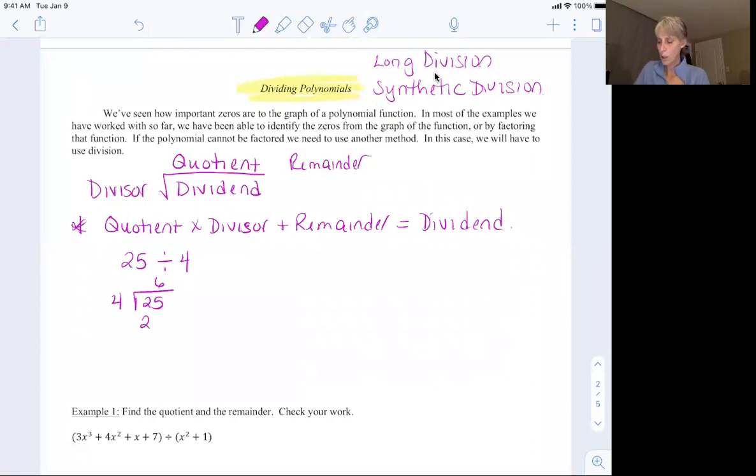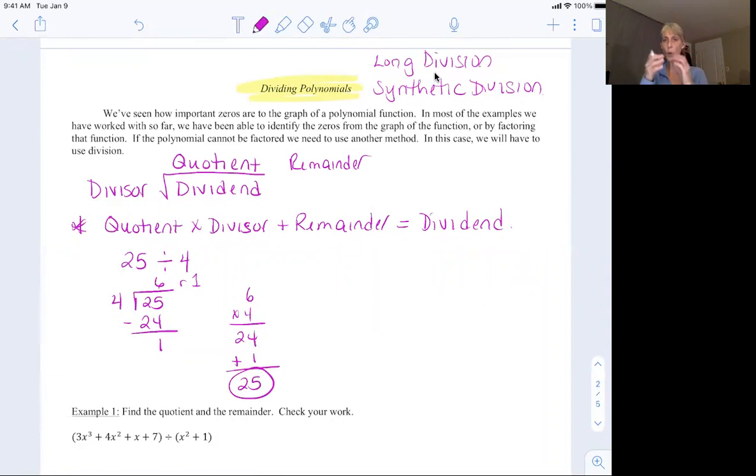6 times 4, 24. I subtract. I have a remainder of 1. If you were doing this problem in 4th grade, your teacher would have said, oh, check it. How do you check it? 6 times 4, 24, plus your remainder is 25.